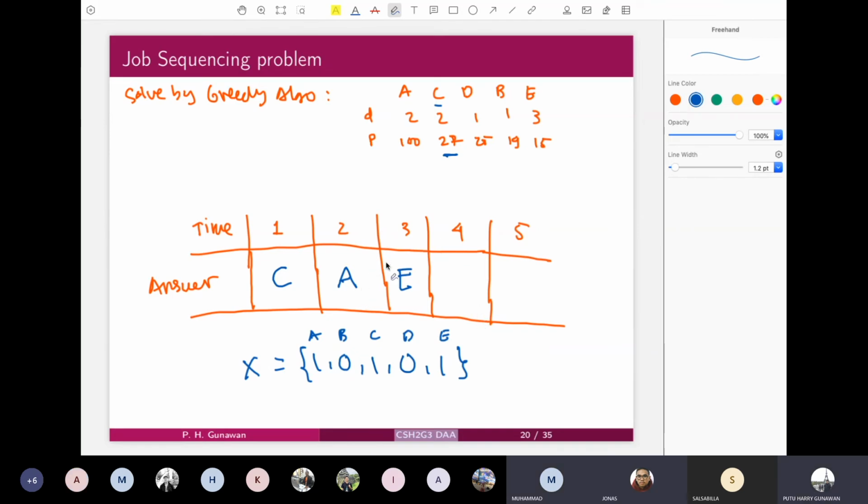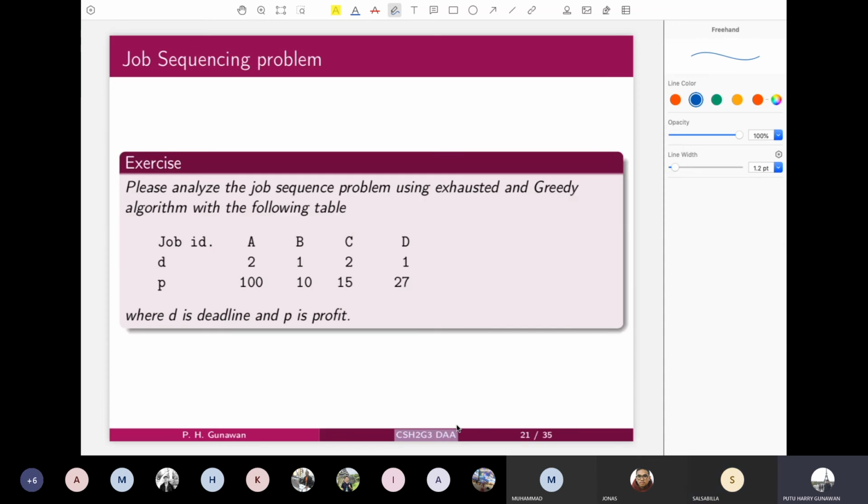I think it is yes. What is the total profit? The total profit is 100 plus 27 plus 15, equal to 142. So this is the optimal solution. Okay, go back to this exercise. Maybe one of you can share your work.